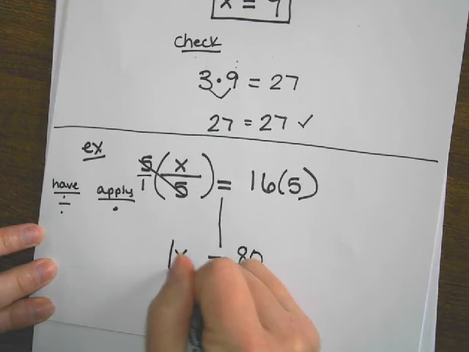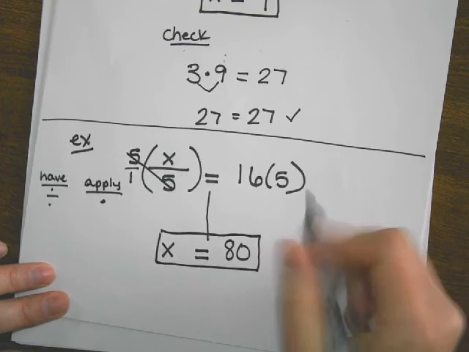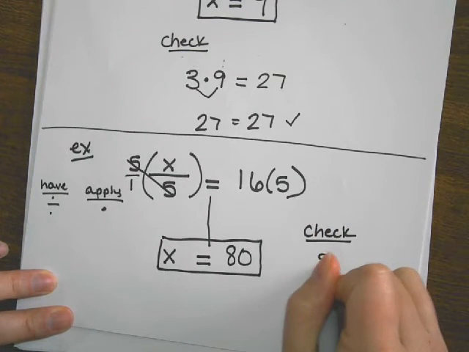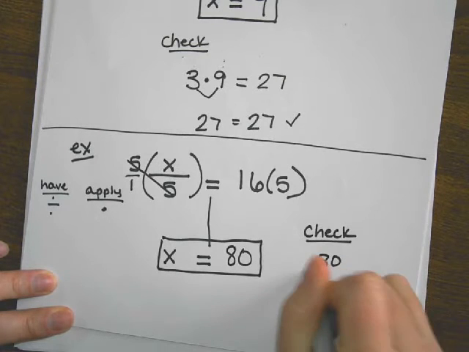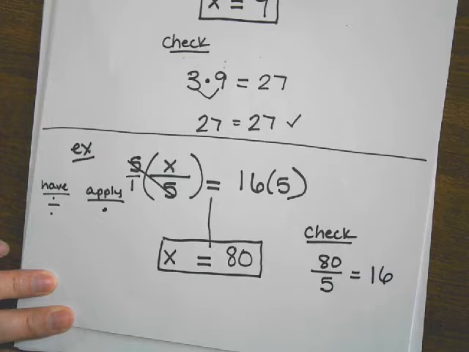So my answer should be x equals 80. Now remember, I got to check. So I come over here and I check. And I say, is 80 split into 5 equal to 16?